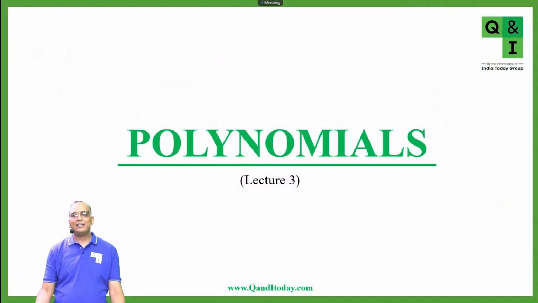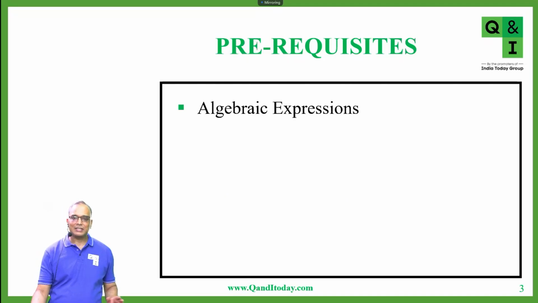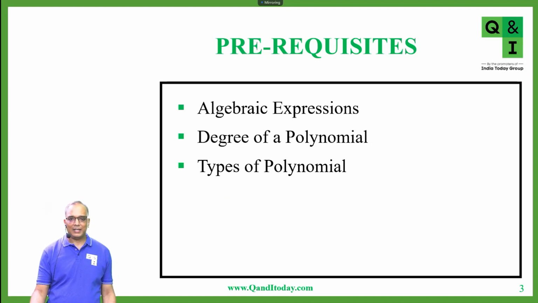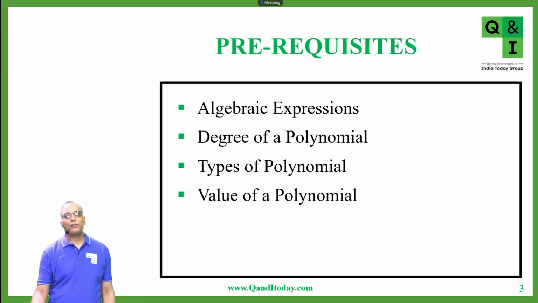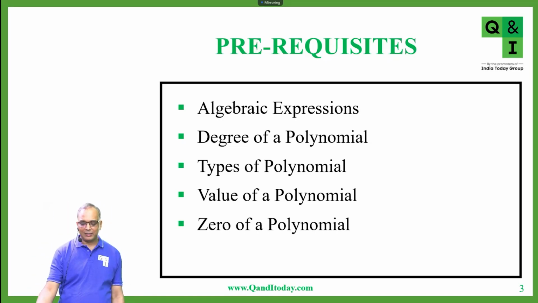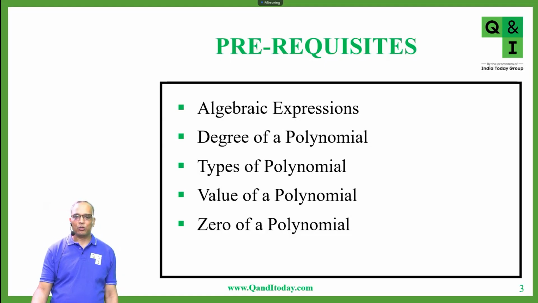So as I said, we'll continue with the chapter polynomials today. And this is our third lecture. The prerequisite for today's class is that you should understand algebraic expressions. You should know the degree of a polynomial, and you should also know the types of polynomial according to the degree of a polynomial. And you should know how to find the value of a polynomial at the value of some variable. And you should know how to find the zero of a polynomial and what a zero of a polynomial is.